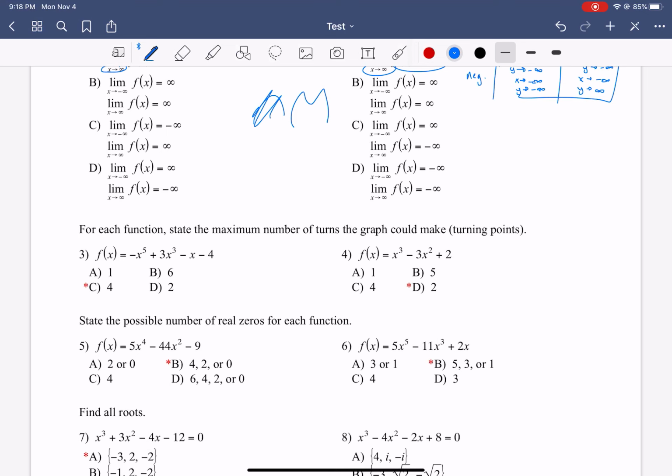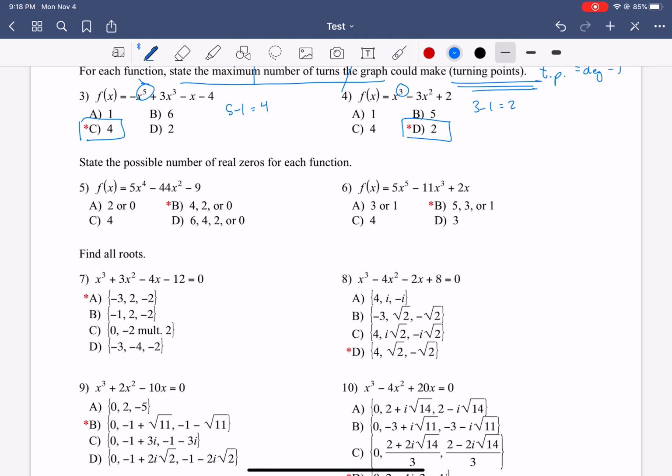For number 3 and 4, we're looking at the maximum number of turns, aka turning points. Turning points is always equal to the degree minus 1. So we're just looking at the degrees in this function. We do 5 minus 1 equals 4. 3 minus 1 equals 2. Alright, that was number 3 and 4.